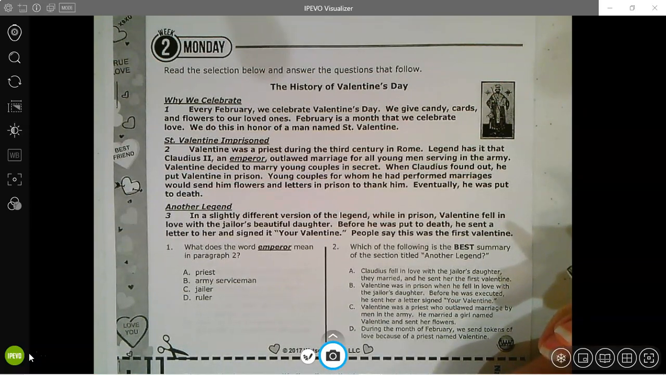Legend has it that Claudius II, an emperor, outlawed marriage for all young men serving in the army. Valentine decided to marry young couples in secret. When Claudius found out, he put Valentine in prison. Young couples for whom he had performed marriages would send him flowers and letters in prison to thank him. Eventually, he was put to death.